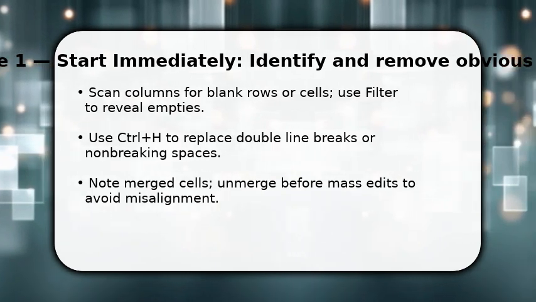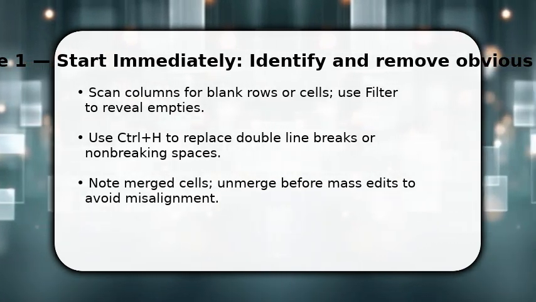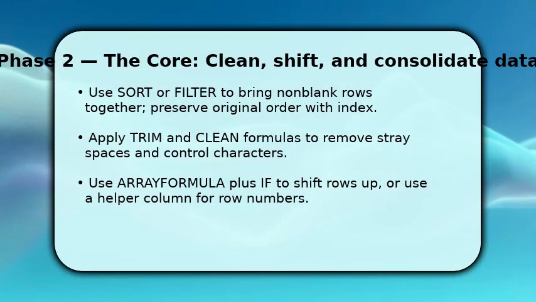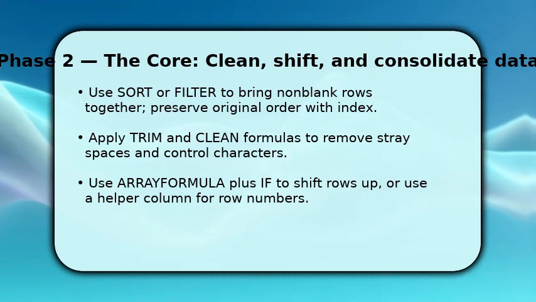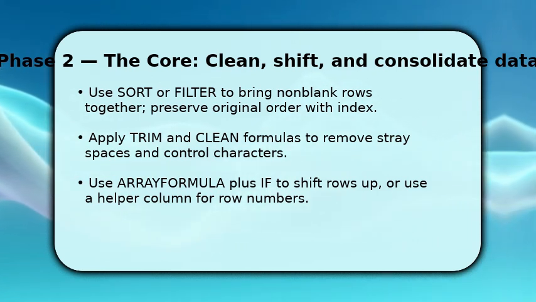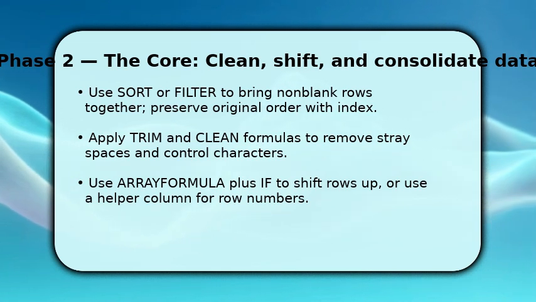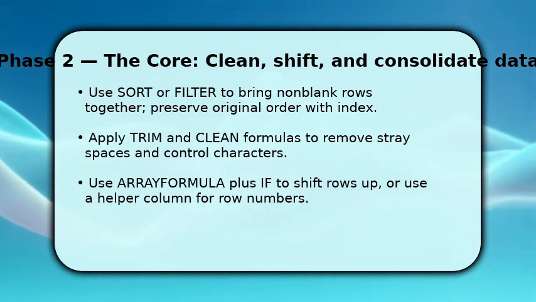You now consolidate. Apply trim and clean to key columns to remove leading and trailing spaces and hidden characters that create gaps. Next, use filter or sort on a helper range to pull only non-blank rows together. If order matters, include an index column so you can revert.